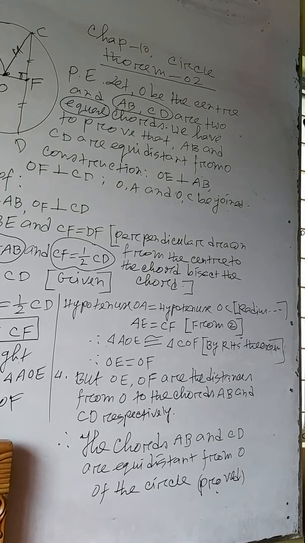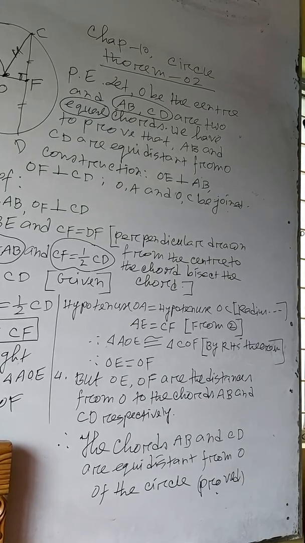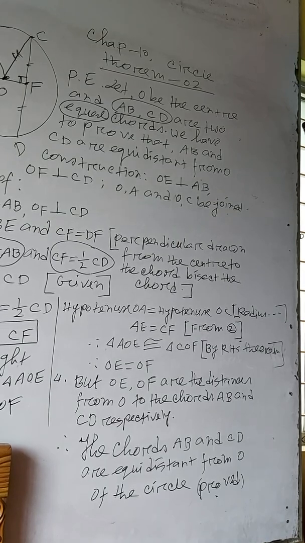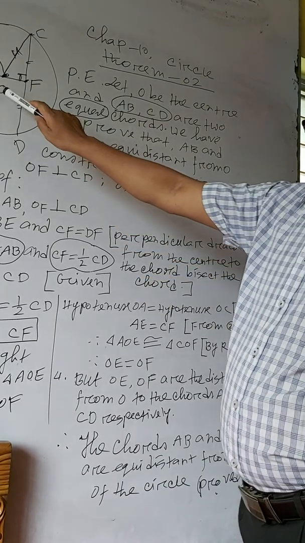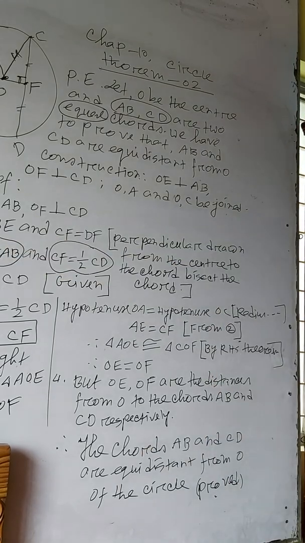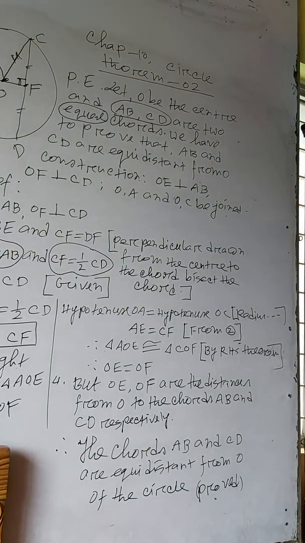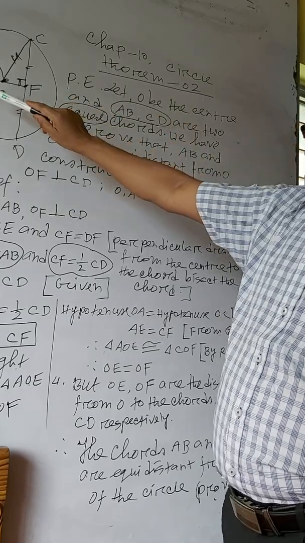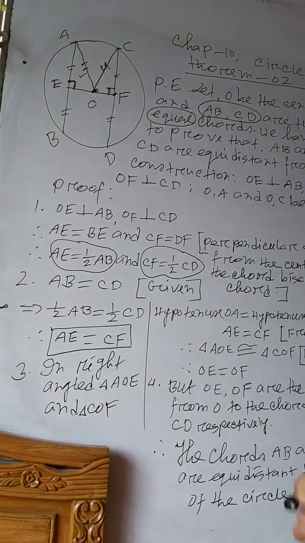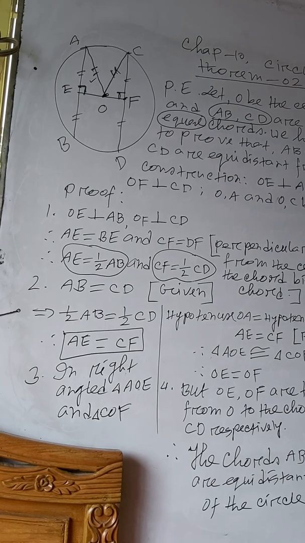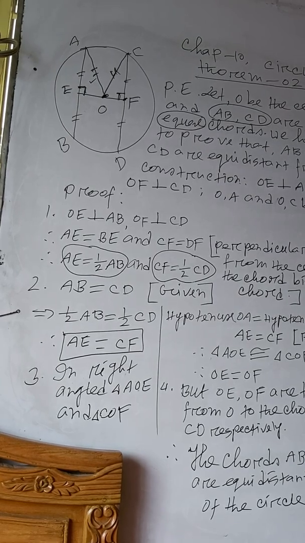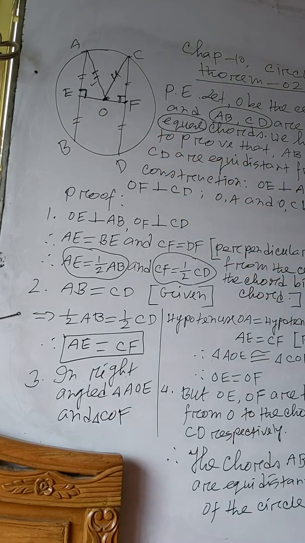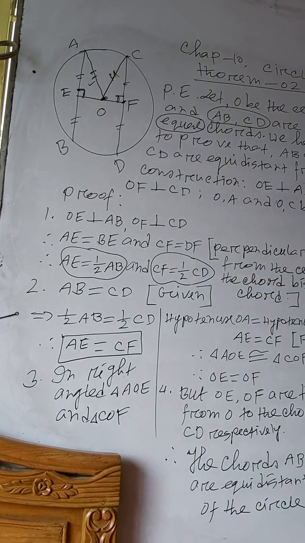Again a review. Given condition: two chords are equal. Let O be the center of the circle, and AB and CD are two equal chords, which is given. We have to prove that AB and CD are equidistant from the center O. This is our target.